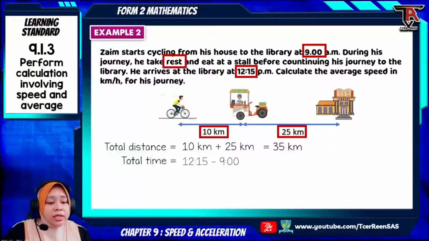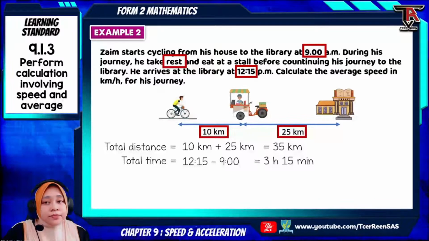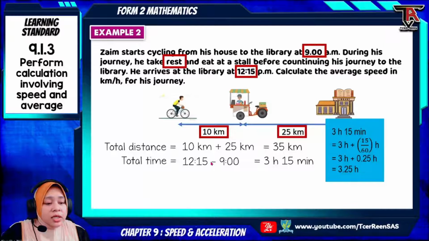So the time taken is 12:15 minus 9. So you can get the total time is 3 hours 15 minutes. What you can see here is that the time has 2 units. You must make it only 1 unit so that you can find the answer easily. We refer to the question, which asks us to find the average speed in kilometer per hour. So our time must be in hours. All right, so how to change it? Okay, 3 hours 15 minutes.